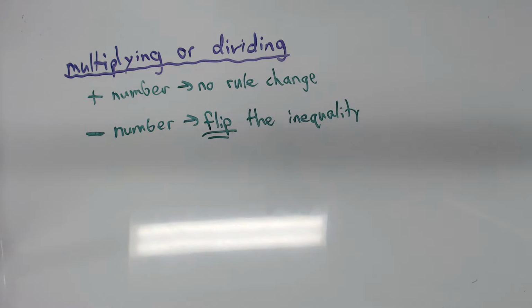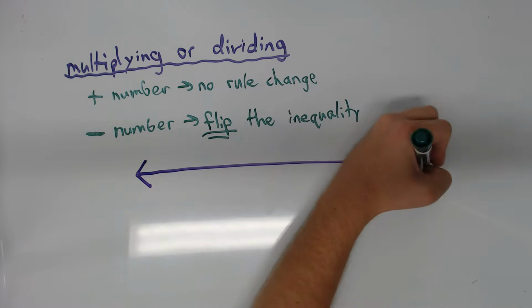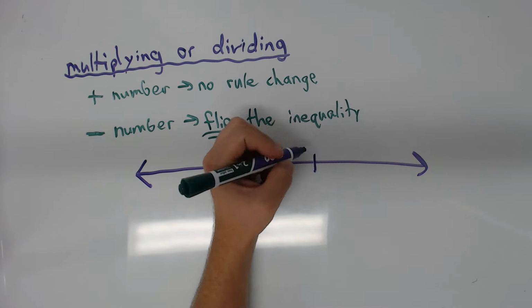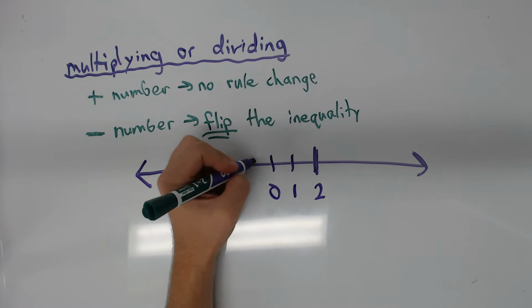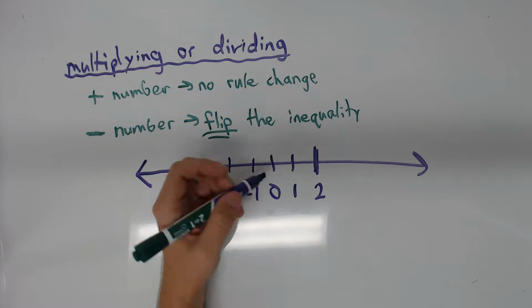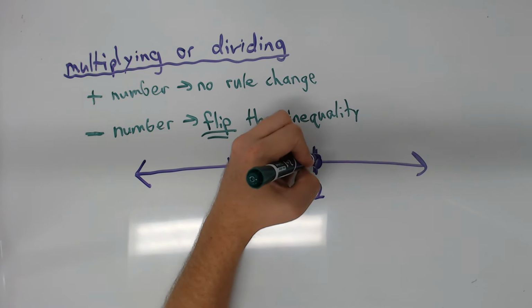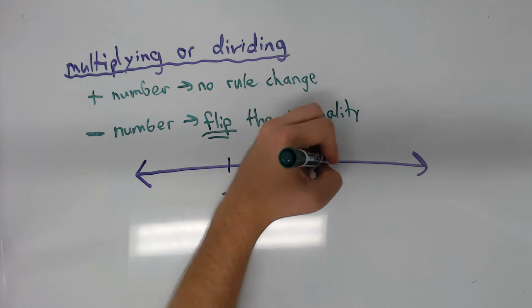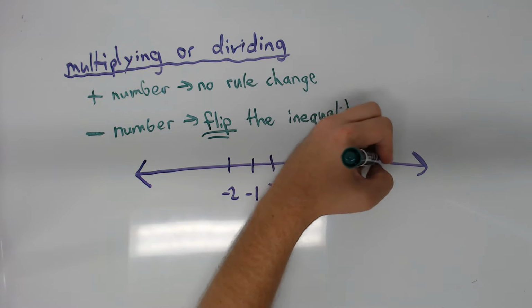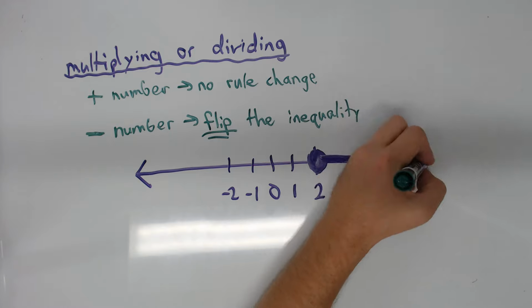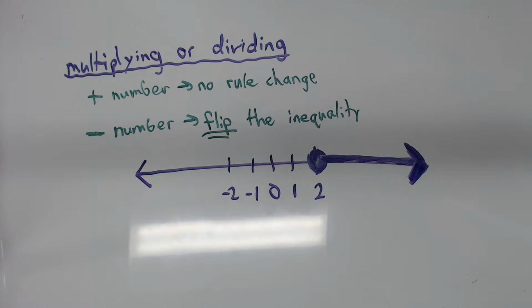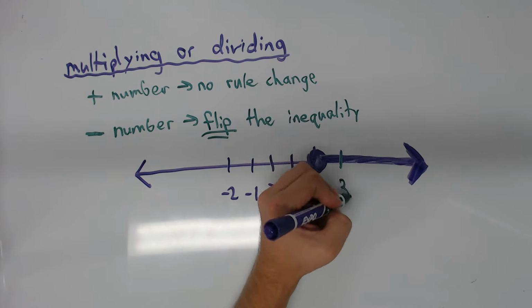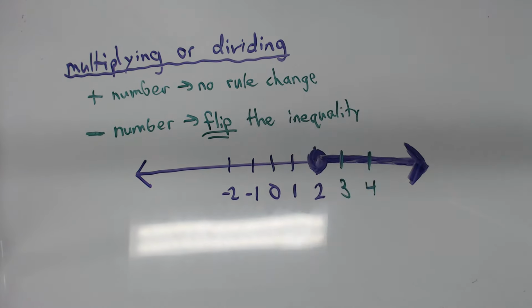And I want to give you a quick reason why that's true. So I'm going to draw out a number line here. And we're going to pretend that I'm at positive 2. So here's a 1, here's a 0, here's a negative 1, and here's a negative 2. Now we're going to pretend that I'm greater than or equal to 2. So just fill that out. Everything on here should be a solution. So 3 should also work, 4 should also work for my inequality.